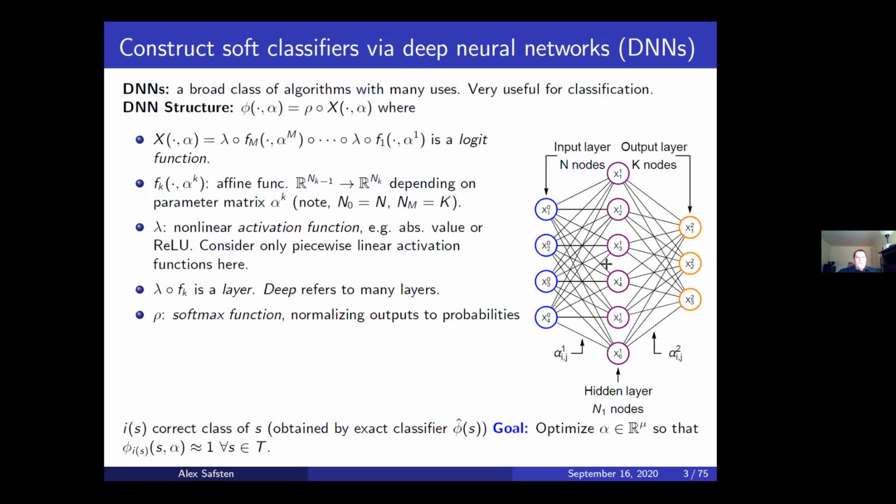Finally, the last function that is in the composition of the deep neural network is rho, which is a softmax function. And the purpose of the softmax function is simply to normalize the outputs of the logit function so that they are probabilities. So if we denote by I of S the correct class of S, then the goal is to optimize alpha so that each phi sub I of S, that is the component of the deep neural network that is the correct class of S, is approximately 1, placing each object into its correct class with approximately 100% probability.